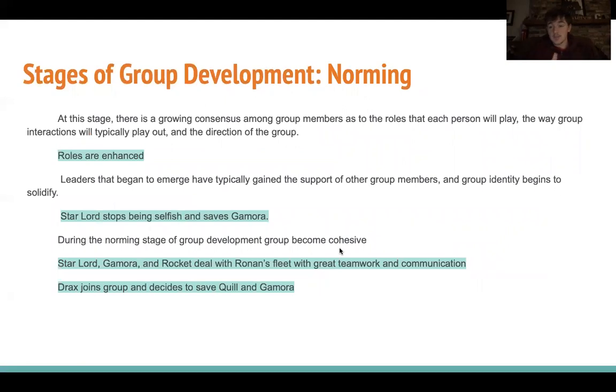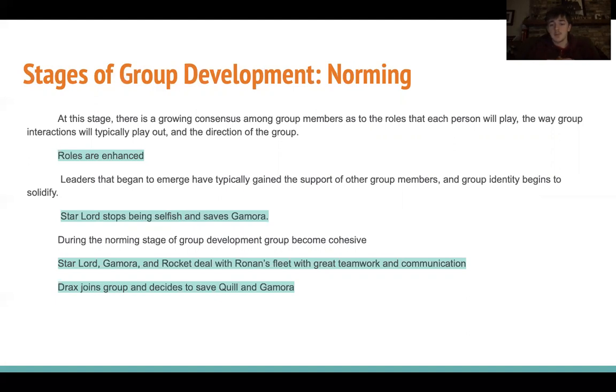That doesn't go as planned. Ronan comes because of Drax, the main villain, and this sets off a fight scene where the norming stage kicks in. The roles are advanced. They build off of each other's weaknesses. We see this in their fighting style.